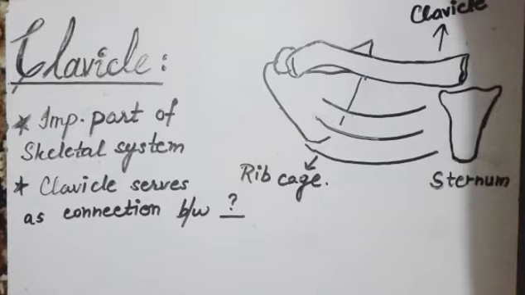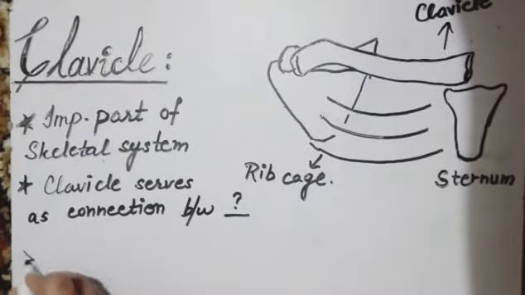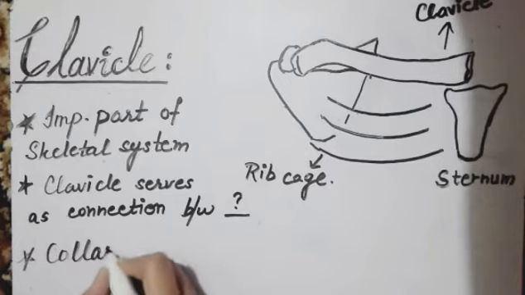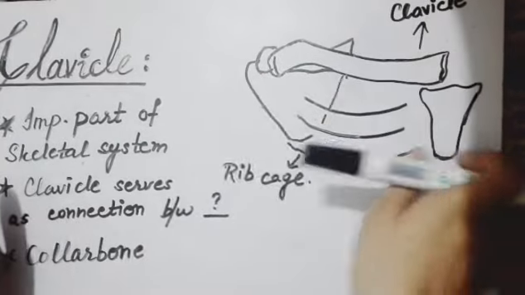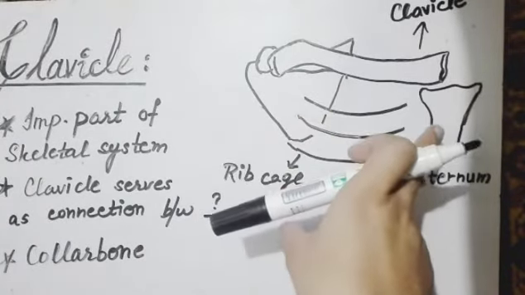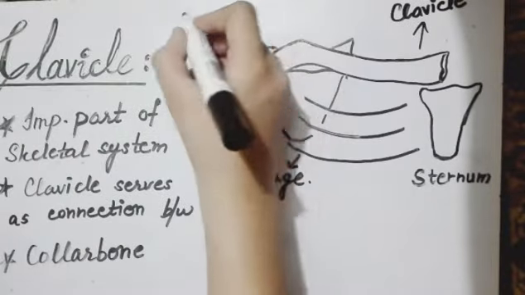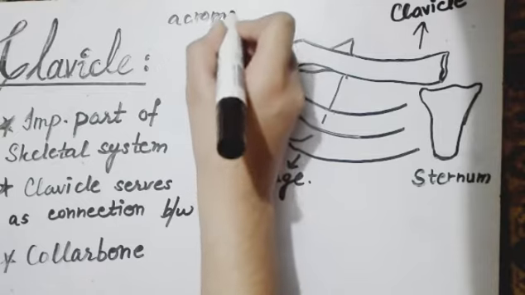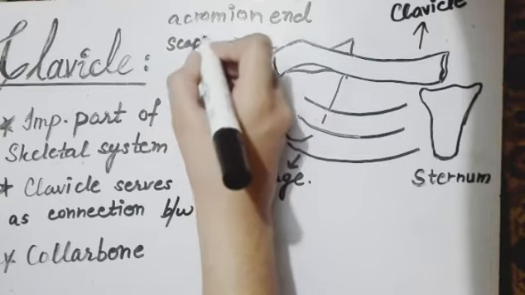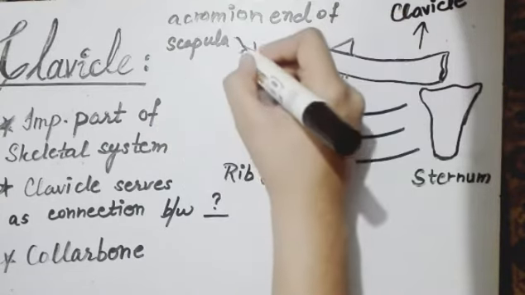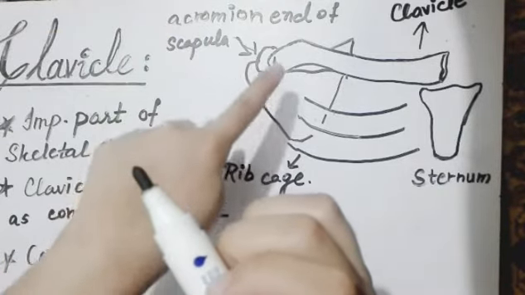The clavicle is an elongated, S-shaped bone that rests horizontally over the manubrium of the sternum and across the acromion process of the scapula. It's called the collarbone. And what is the acromion process? This is the sternum, this is the acromion process of the scapula. The part of the clavicle attaching to it is called the acromion end of the clavicle.